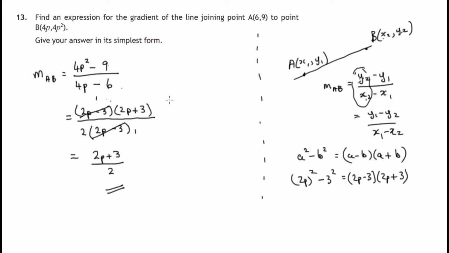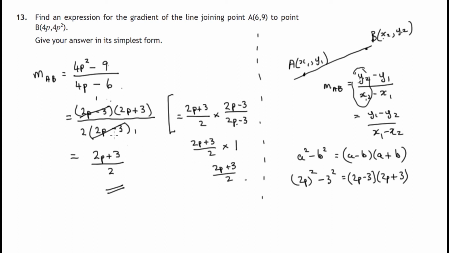If we go back to this stage just by way of explanation, why don't we consider 2p plus 3 over 2 times 2p minus 3 over 2p minus 3. And you'll see what's happened here. On the top of this we have 2p plus 3 times 2p minus 3. In the bottom we've got 2 lots of 2p minus 3. 2p minus 3 over 2p minus 3 is just another way of writing 1. We've basically got 2p plus 3 over 2 times 1, which is just 2p plus 3 over 2. That's why you can cancel out if there's a factor that's the same top and bottom.